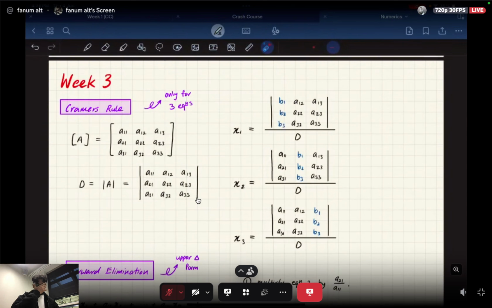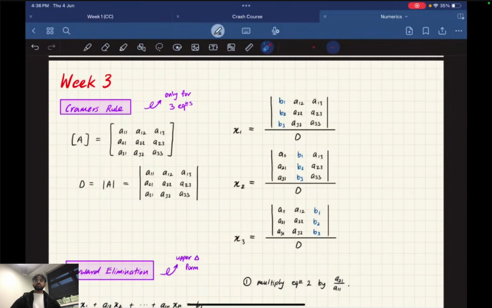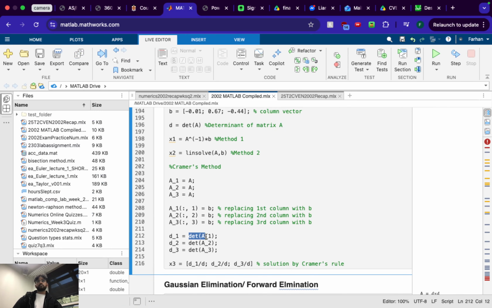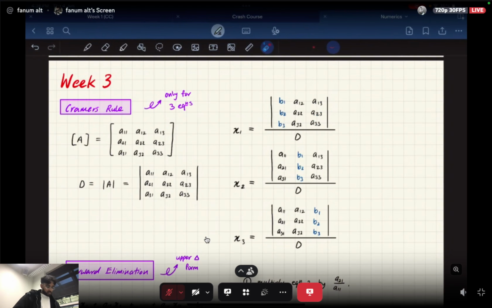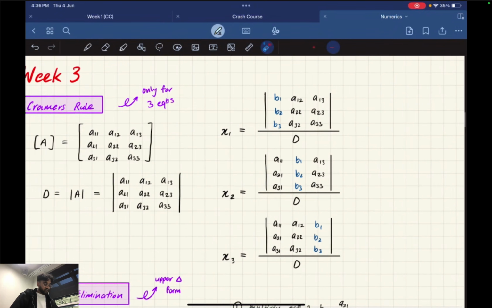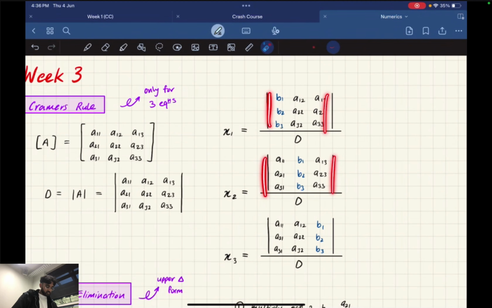So going back to this, Cramer's rule you can only use if you have three equations, right? The determinant is given by this, something that you can actually figure out on MATLAB. It's called det A. That's your determinant. And to find your three unknown values, you just plug it in. You find the determinant of this, this, this, and then divide it by the overall determinant.